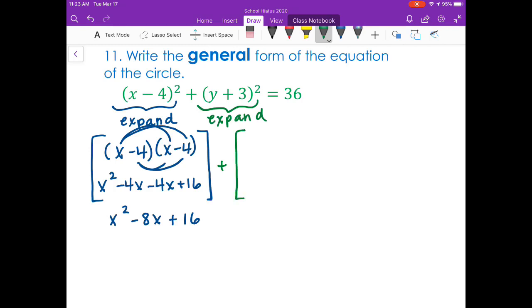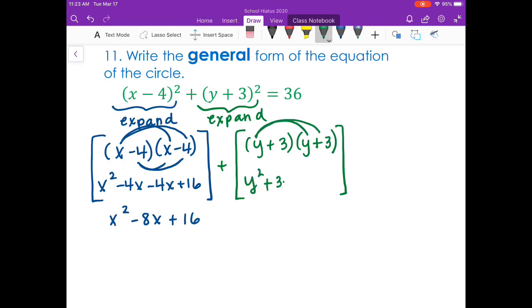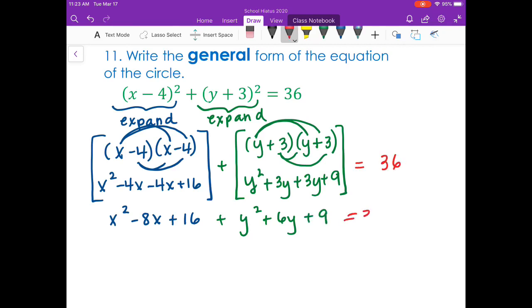Write it out. Don't forget, you can't just distribute an exponent into a binomial. A common mistake students make is just writing down y squared plus 9. It's important that you write out the two factors and double distribute it to get y squared plus 6y plus 9. After we bring down the 36, we're going to order our terms.